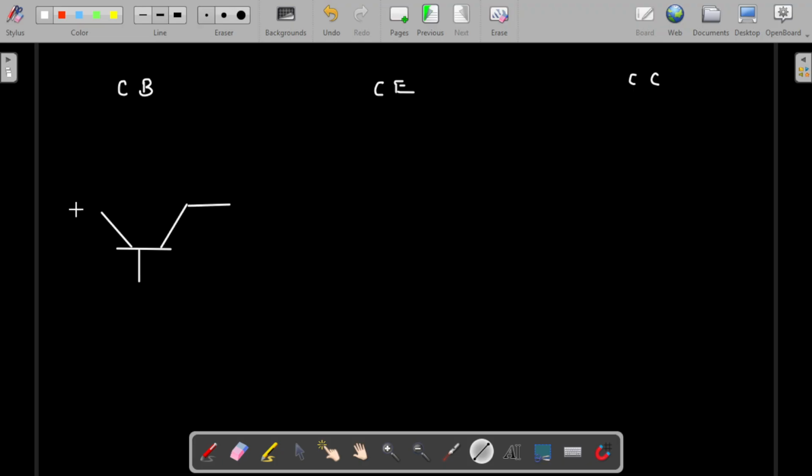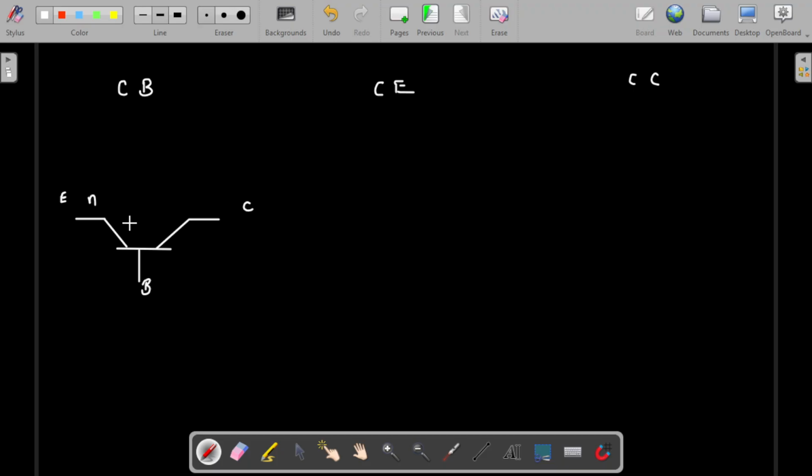So usually when we are drawing a circuit, right, we will be drawing the things like that. I haven't drawn it properly, so let me redraw it. Okay, so this is how you usually represent it. So this is E, this is B, this is C.